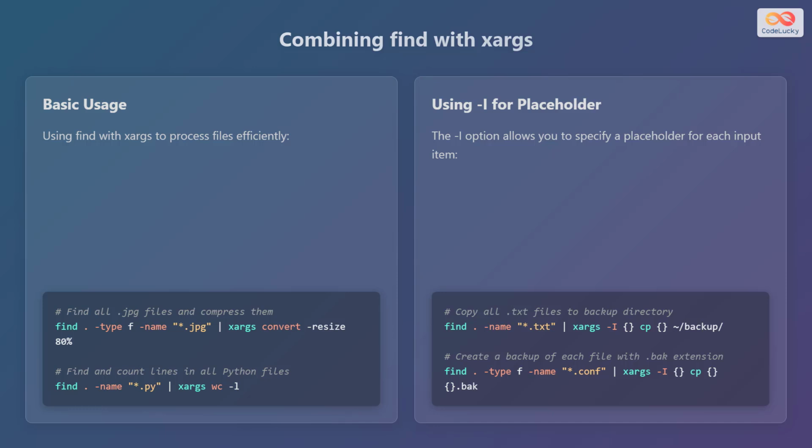To create a backup of each configuration file with the .bak extension, you can use the command find . -name "*.conf" | xargs -I {} cp {} {}.bak. This command finds all configuration files in the current directory and creates a backup of each file with the .bak extension.